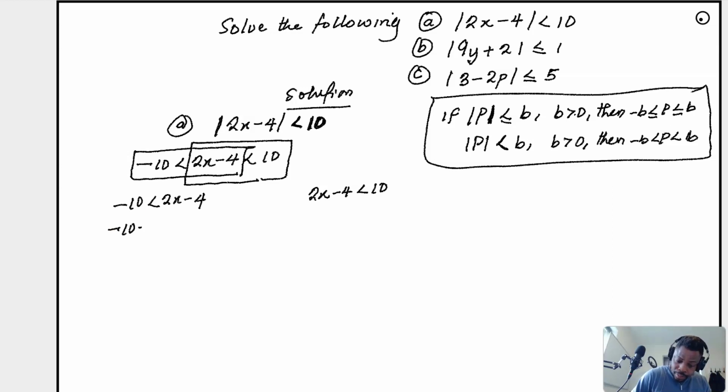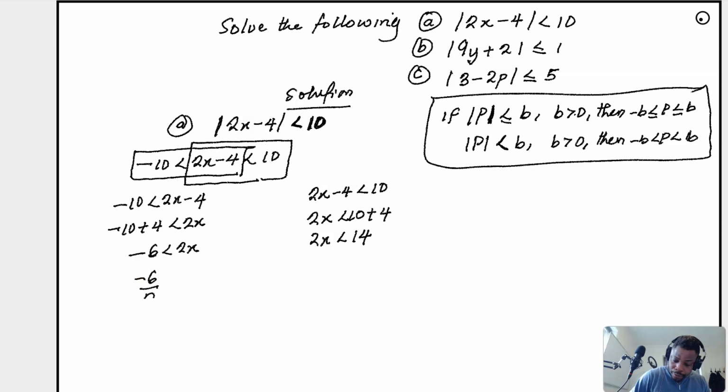So I can say minus 10 plus 4 less than 2x, so this is minus 6 less than 2x. This one is 2x less than 10 plus 4, so this is 2x less than 14. So I divide through by positive 2, so the inequality sign remains the same. I divide 2 by 2. Okay? So this is minus 3 less than x, and this is x less than 14. So in this case, this is minus 3 less than x and x less than 14.